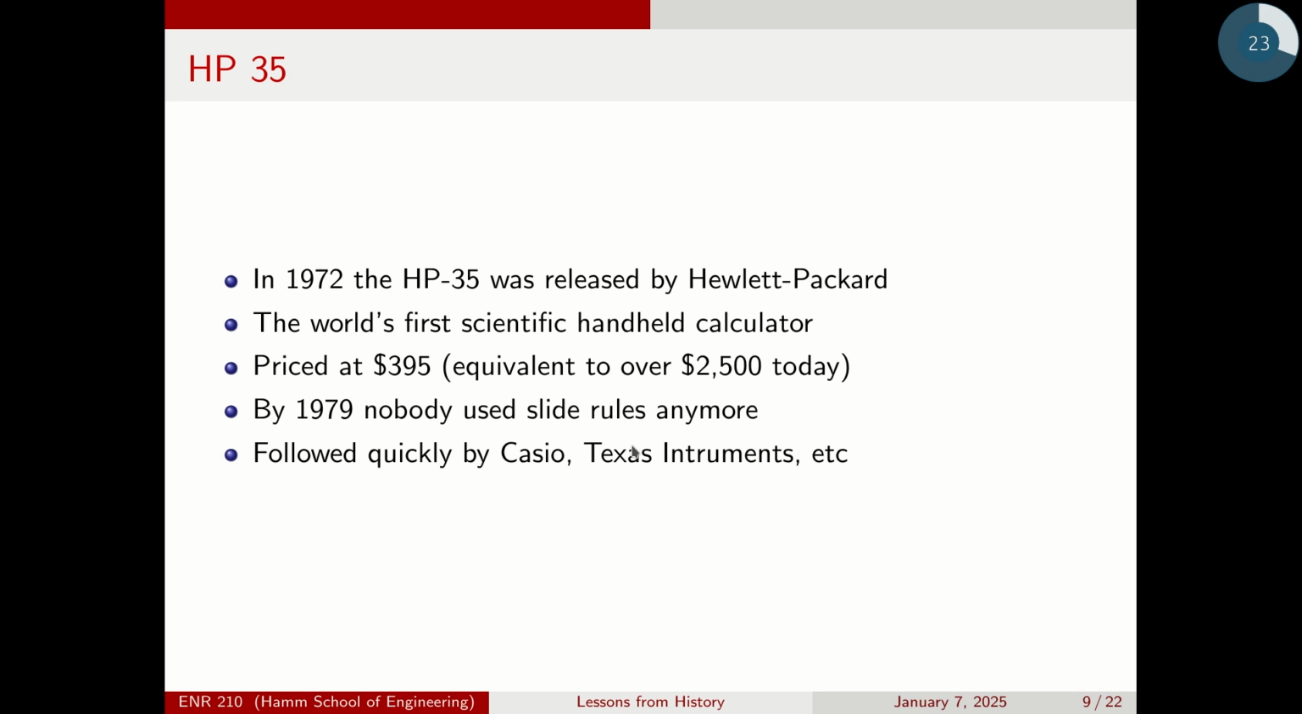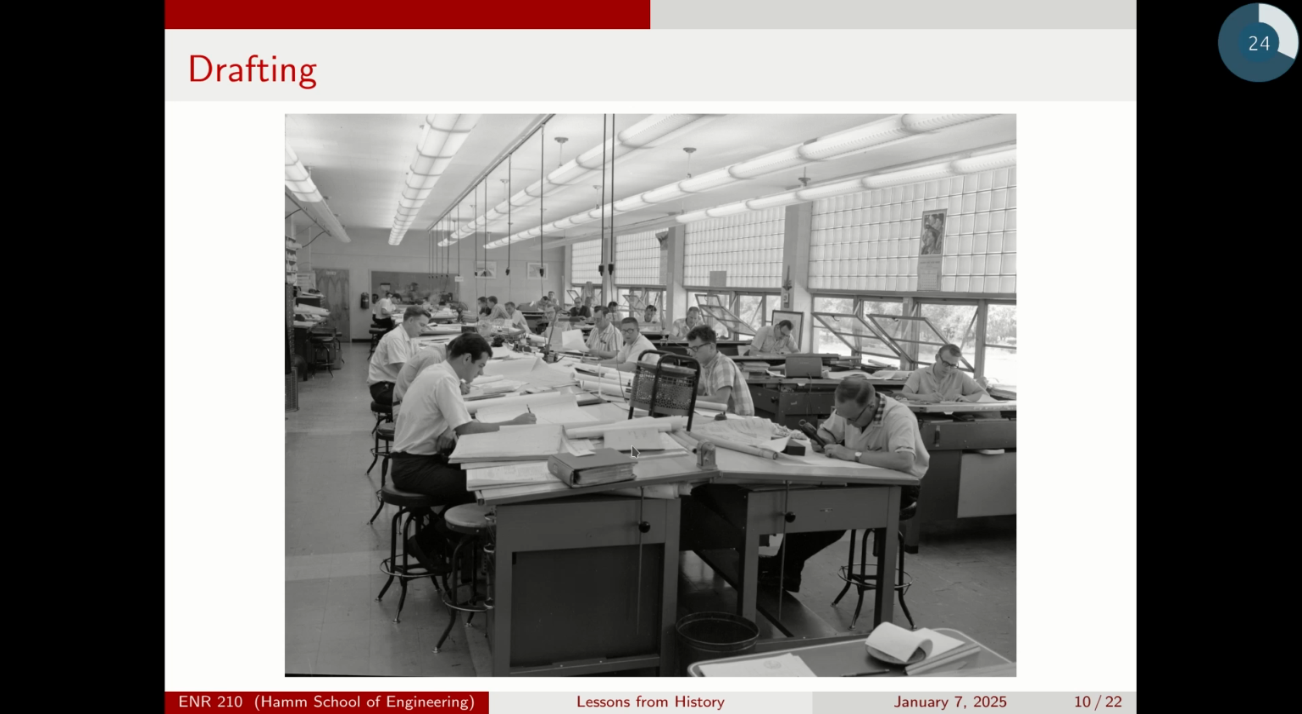Okay, so HP became very successful, very rich from having these calculators, right? And then Casio and Texas Instruments went on with them too. So if you have a calculator now, it might be a TI calculator, okay? But a lot of people don't have them anymore. So that's calculators, right? They've been superseded now by apps on your phone. Now let's talk about drafting.